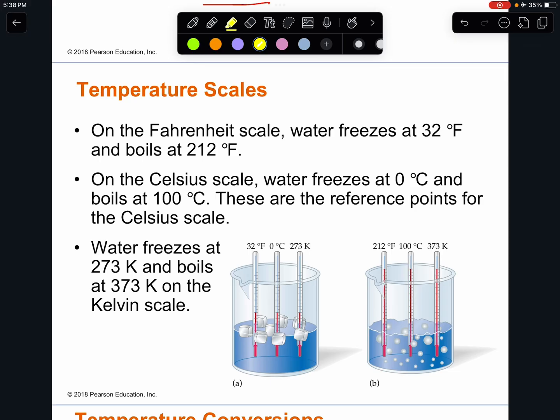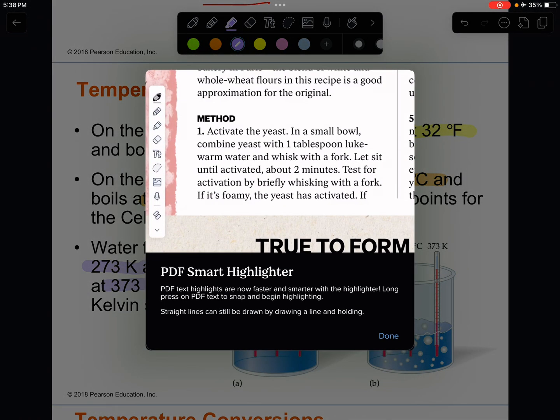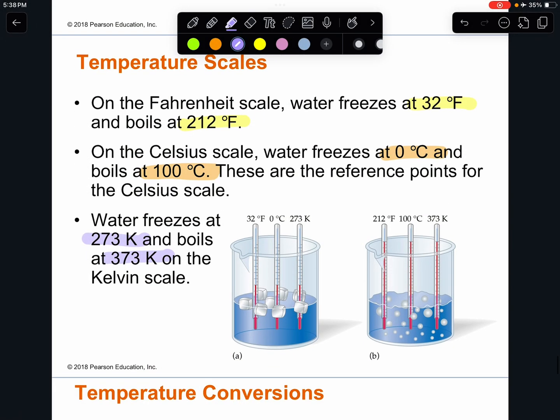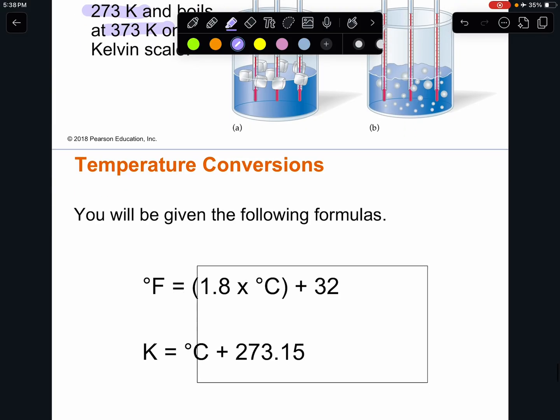Hopefully you are well aware that on the Fahrenheit scale, water freezes at 32 and water boils at 212. You will need to know that on the Celsius scale, water freezes at 0 and water boils at 100. You do not have to memorize this, but it is interesting. Water freezes at 273 and water boils at 373 in Kelvin. So you do not need to know the Kelvin, but you do need to know the freezing and boiling temperatures of Fahrenheit and Celsius.